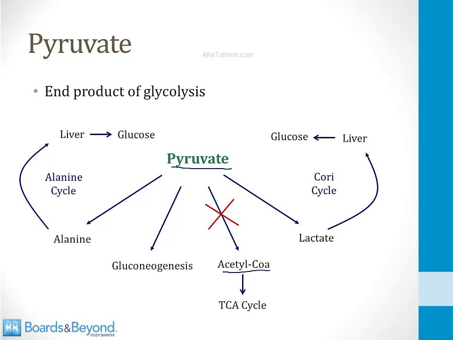So when the mitochondria are sick, pyruvate cannot be metabolized into acetyl-CoA. As a result, it will be shunted to lactate, and that will give a lactic acidosis. It will also be shunted to alanine, and that will give high alanine levels. Pyruvate can also be shunted to gluconeogenesis. Now, gluconeogenesis is limited because it depends on TCA cycle intermediates. However, in general, hypoglycemia is not a prominent feature of these disorders, and one of the reasons is because pyruvate can still be metabolized in a limited manner into gluconeogenesis.